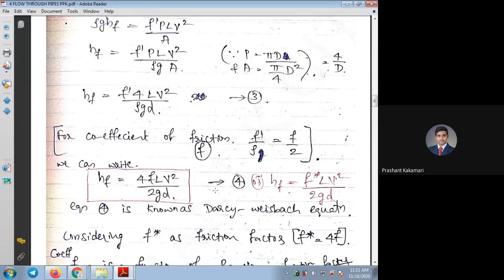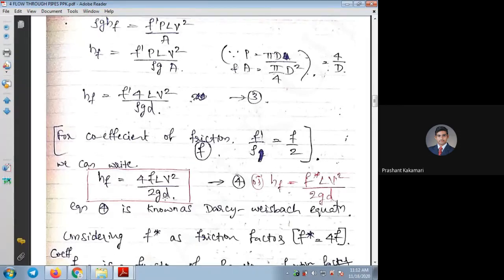So with this coefficient of friction, I will replace f dash by rho with f by 2. I am writing it as 4 f L v square by 2 g d. So where is this 2 and f coming from? It is coming from f dash by rho, which was in the earlier equation, that I am replacing with f by 2. Okay, so this is the main equation you have used in the lab experiments: 4 f L v square by 2 g d. Or you can also write it as 2 f L v square by g d. That can also be used.